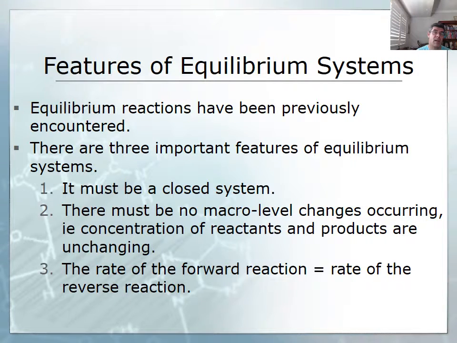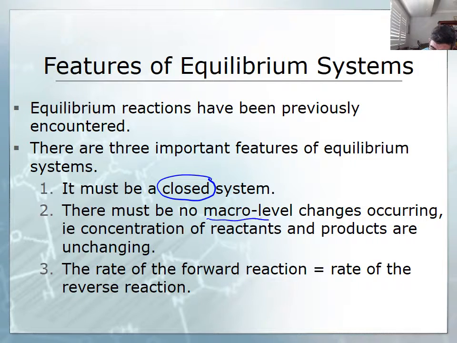Now, the important thing about equilibrium systems is that we have looked at them before, and there are a couple of important things we just need to be aware of. First of all, they must be closed systems. If the system is open, it can never reach equilibrium, so it must occur in some sort of sealed container.